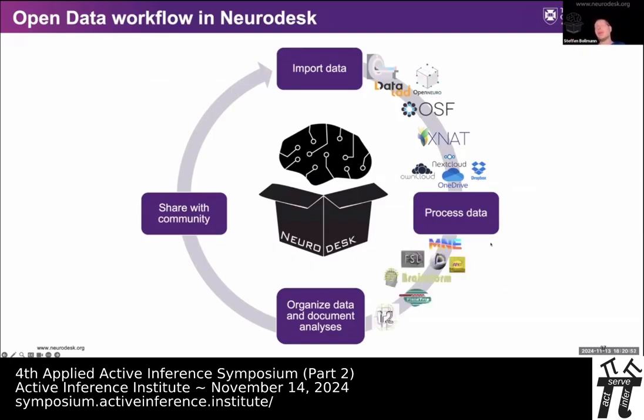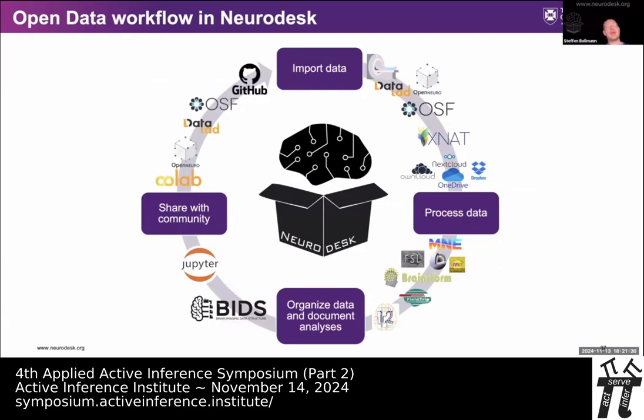And then once the data is in the system, we can process the data using pretty much any software out there. If the software is not yet there, it can easily be added. We currently have more than 100 pieces of software in there that the community wanted. And then we can organize the data and we can document our analyses. So for this, we rely heavily on the BIDS standard, the Brain Imaging Data Structure, but BIDS has also been extended to the EEG world. So we support this as well. We support Jupyter, as I said, as a way of documenting this data, but you can also use your own script system, whatever you're used to, you can install that.